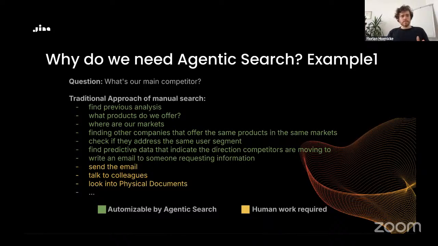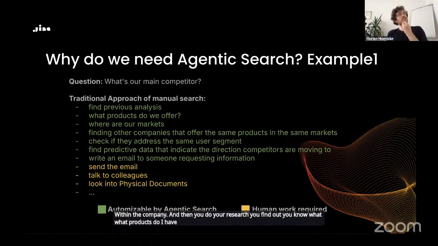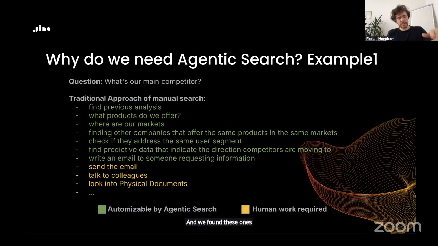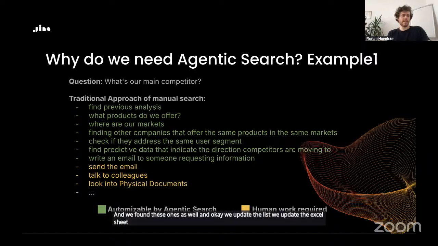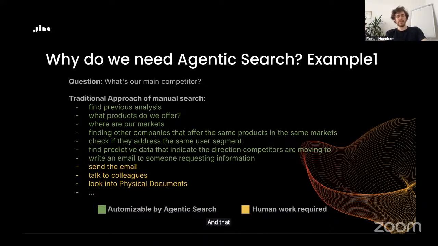In many companies, you might have the challenge coming up that you have to find out what our main competitor is within the company. And then you do your research, you find out what products do I have? What products does the competitor have? And we found these ones as well. And okay, we update the list, we update the Excel sheet and so on. So I think everyone tackled this problem from time to time. And that's why it's good with agentic search.